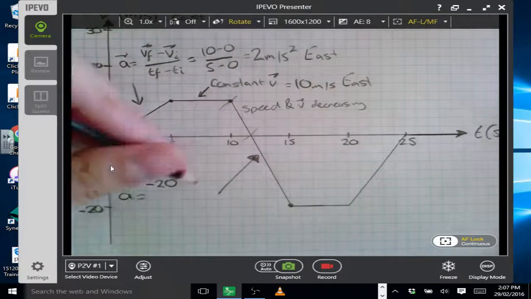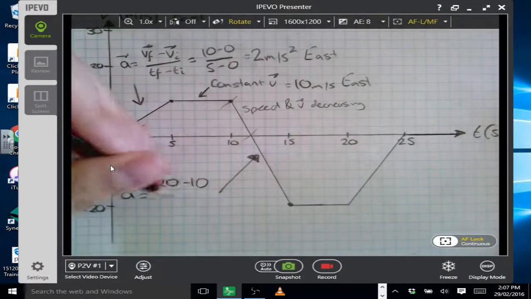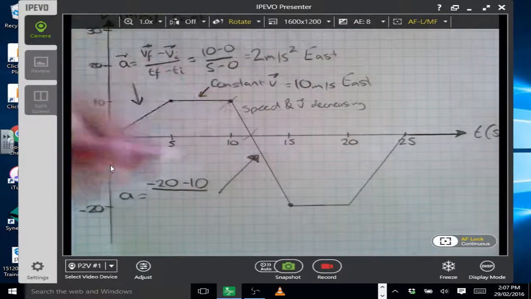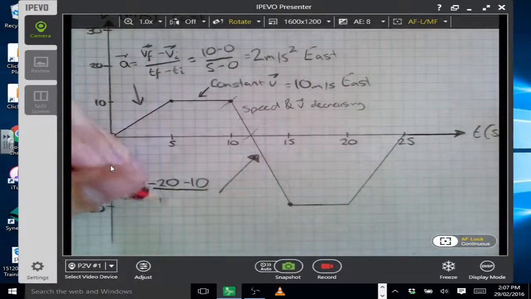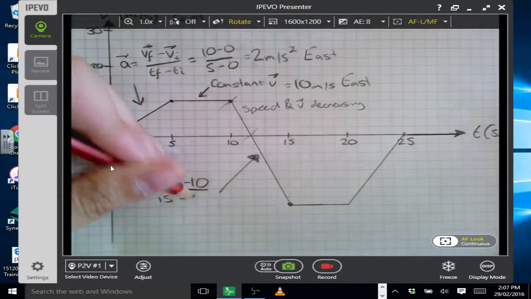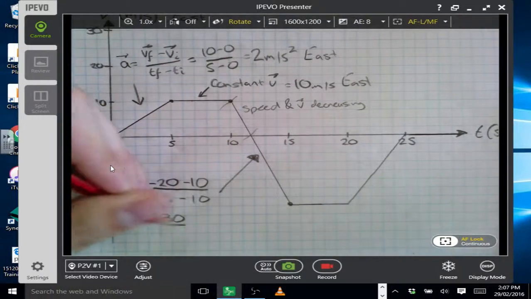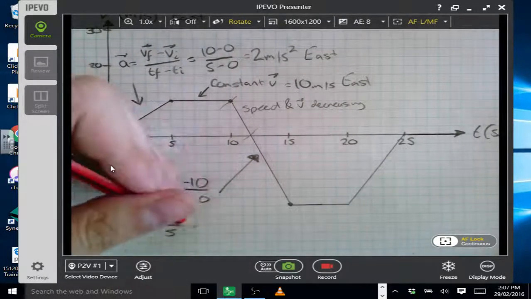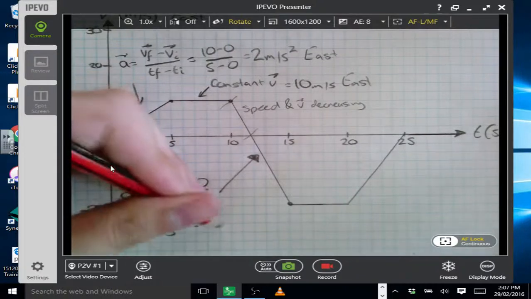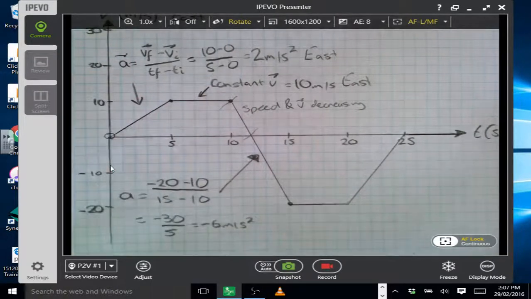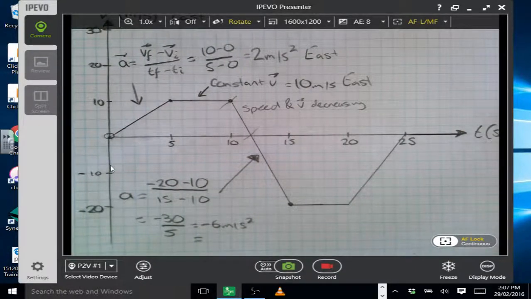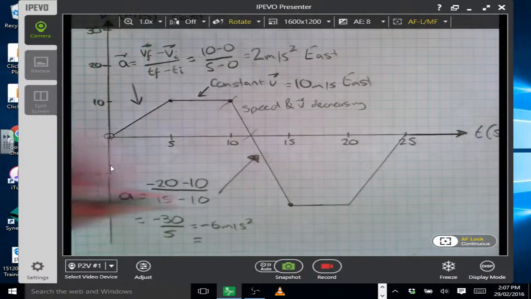Minus initial, negative 10, divided by the interval of time. We do this at 15 take 10. So that's minus 30 over 5, which is negative 6 meters per second squared. In the context, what direction is it? 6 meters per second squared, what direction? That's east, the top one was east, so the opposite direction would be west. Yep.